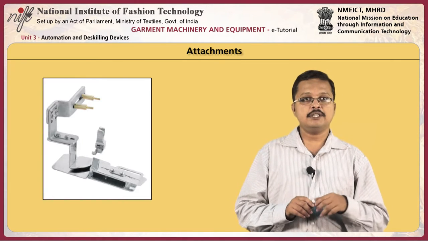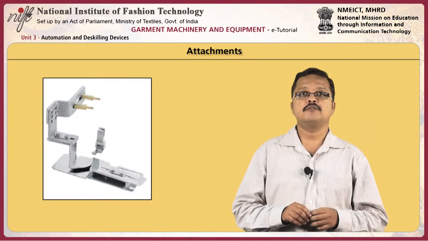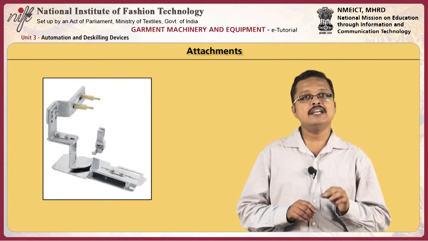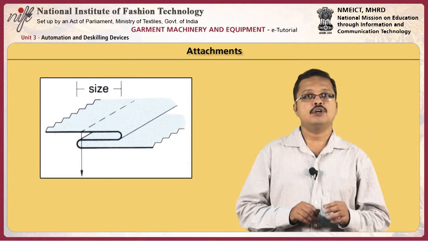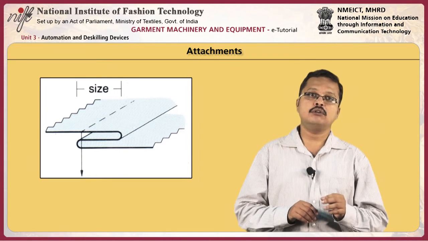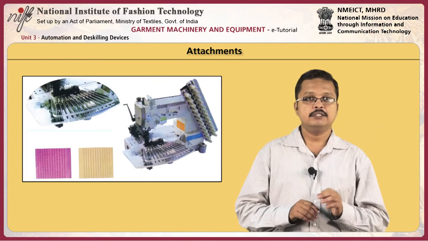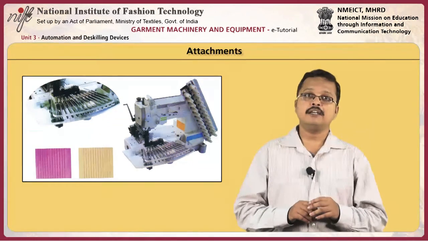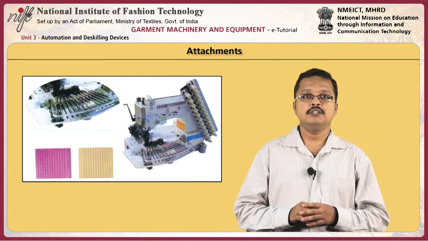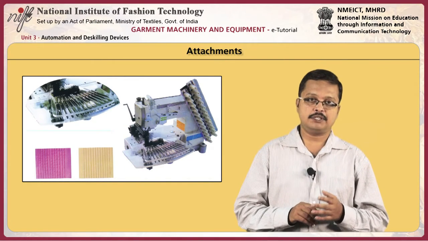This is an attachment which prepares the fabric for sewing to create a single line of pintuck using an SNLS machine. This is how the seam of pintuck will look after sewing. This is an attachment which prepares the fabric for sewing to create multiple lines of pintuck using a multi-needle chain stitch machine.